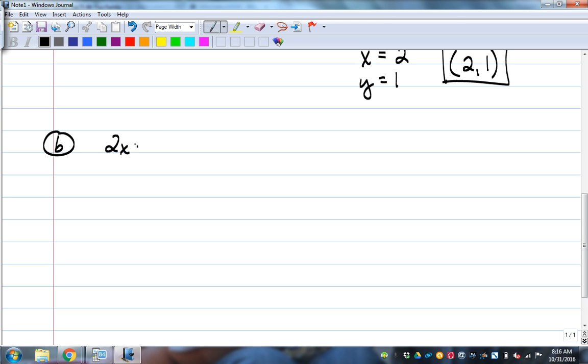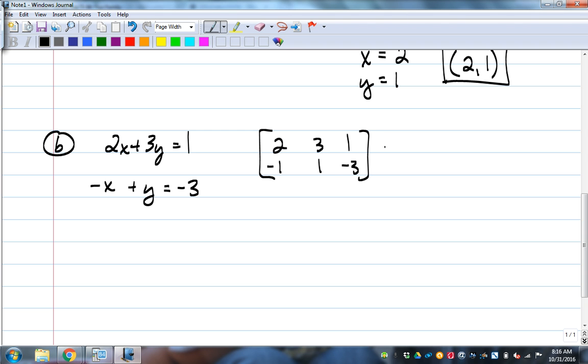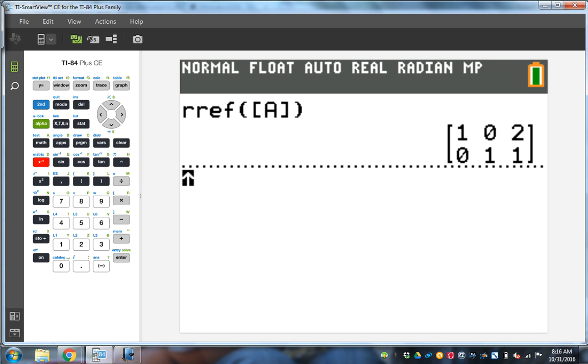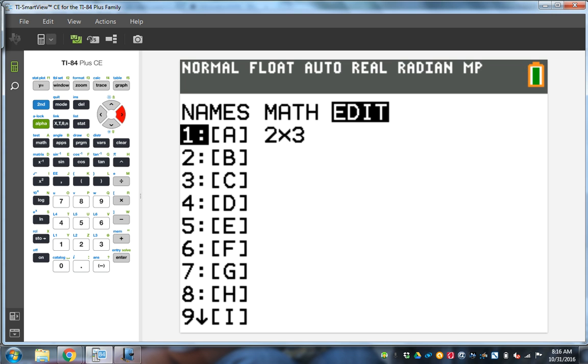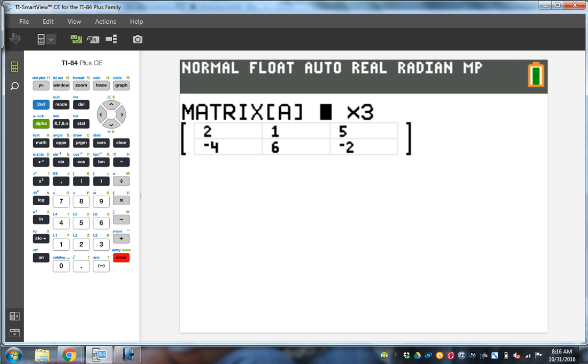We had 2x plus 3y equals 1, and negative x plus y equals -3. So our matrix would be 2, 3, 1, -1, 1, -3. Let's do the reduced row echelon form of that, so RREF on that one. I'm going to use the same matrix again. I'm just going to edit matrix A because it's already the same size as what I need.